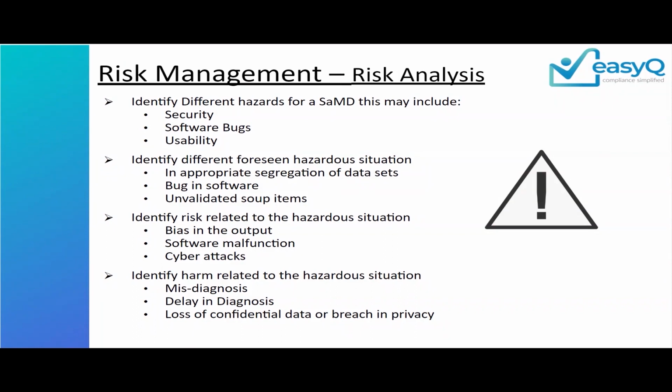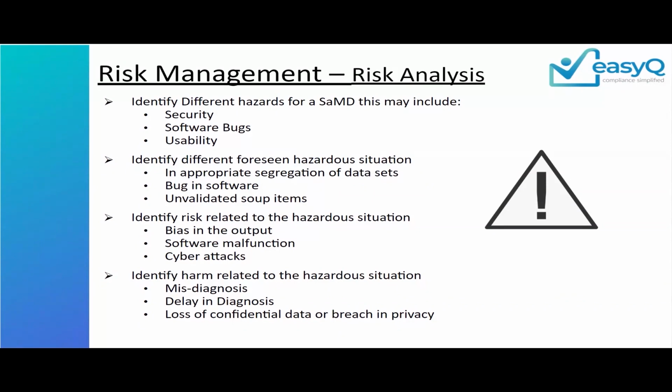Next comes your foreseen hazardous situation. What are the different situations in which you may be led to some risk, or you may have some problem? These can be very simple and straightforward. It can be something as simple as your software did not work because there was a bug. Yes, absolutely, that can be a situation. In the AI world, it can be where the databases were not properly maintained. It can be where you did not segregate the training and the testing data sets, where you use the same data for training and testing.